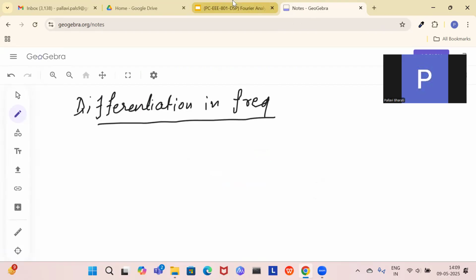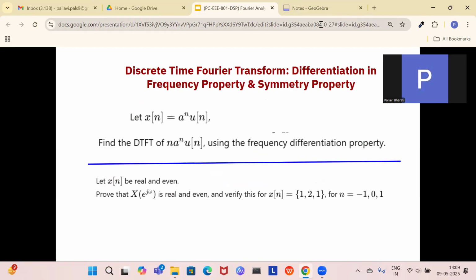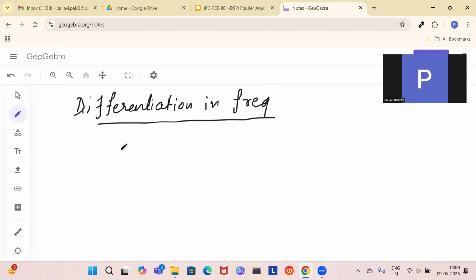The question given here is, x[n] is a to the power of n u[n]. You have to find the DTFT of n times a to the power of n u[n] using the frequency differentiation property. So first of all, what is the frequency differentiation property?